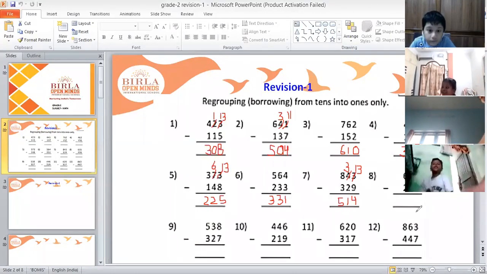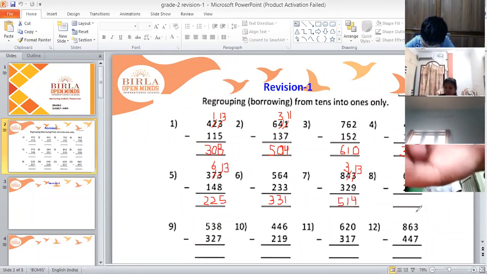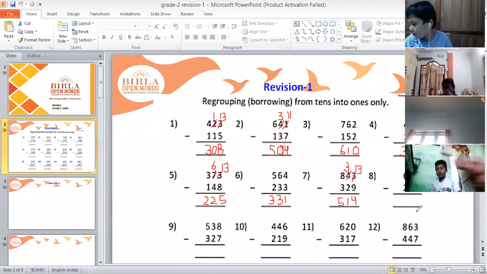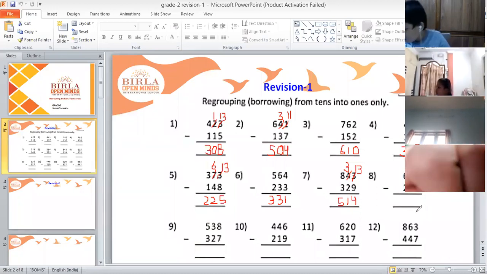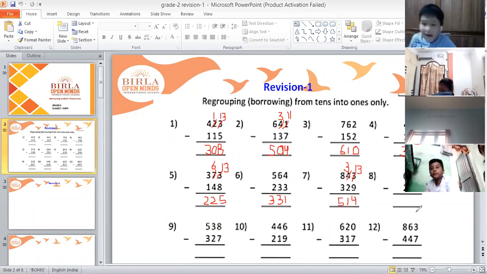Question number 8. 635 minus 228. Okay. So now tell me, what are the numbers in ones place? 5 and 8, ma'am. So now tell me, is it possible to take away 8 from 5? No, ma'am. So what will we do? We'll borrow from tens place. Okay. So now what is the number in tens place? 3 and 2. So from which number will we borrow? From 3. Okay.